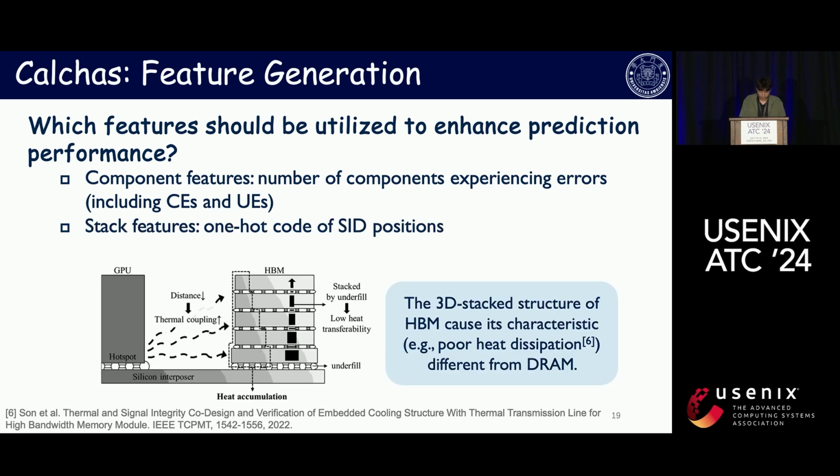Additionally, the 3D stacked structure of HBM, which affects heat dissipation and error characteristics, is a key difference. Therefore, we consider stack features and use one-hot encoding to represent the SID position in HBM. We also find that power and temperature affect errors in HBM, so we introduce sensor features to monitor these variations. Based on these features, we fully leverage the correlation found in our analysis to make predictions.